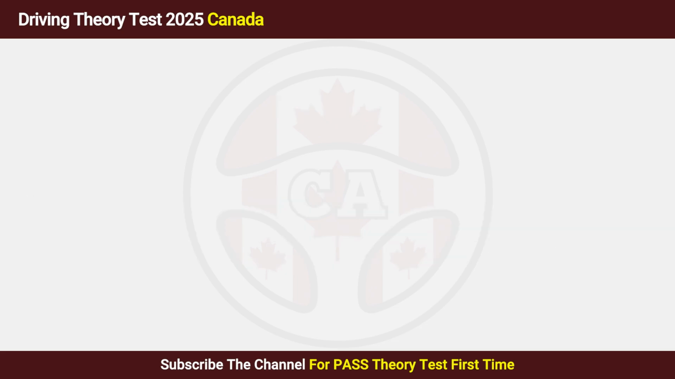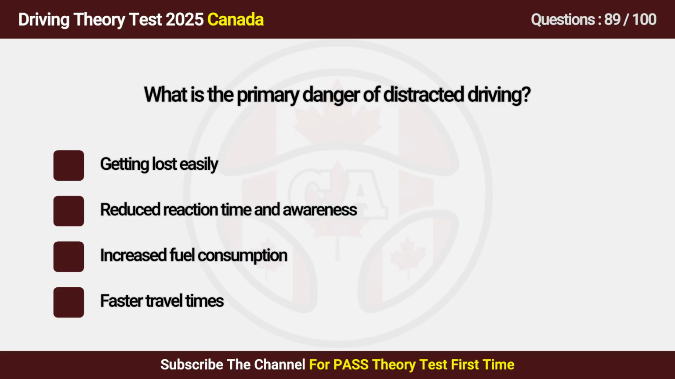Question 89. What is the primary danger of distracted driving? A. Getting lost easily. B. Reaction time and awareness. C. Increased fuel consumption. D. Faster travel times.